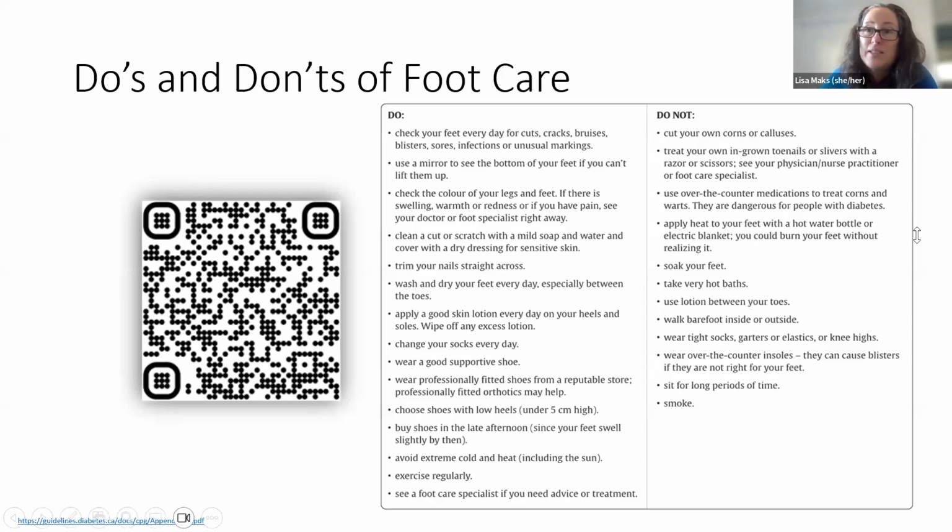Really recommending that they don't cut their own corns or calluses or nails if they're thick. I did have one gentleman who was using wire cutters to cut his large toenail, and we don't even know how clean they were. They might have just come from the garden. So really making sure that we're advising, a lot of people have workarounds at home, and advising them of the best practice there.